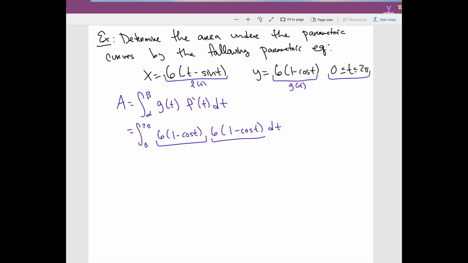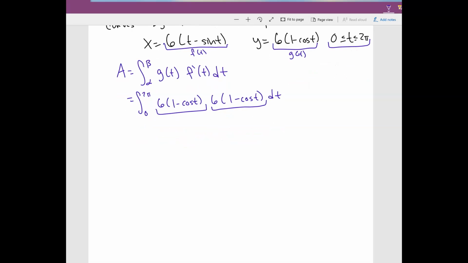So that's going to be the derivative of this. And all we have to do is just take the integral of this. So now we have a 6 and a 6. Let's pull that out to make it 36, integral from 0 to 2 pi. We're going to have 1 minus cosine of t, 1 minus cosine of t dt.